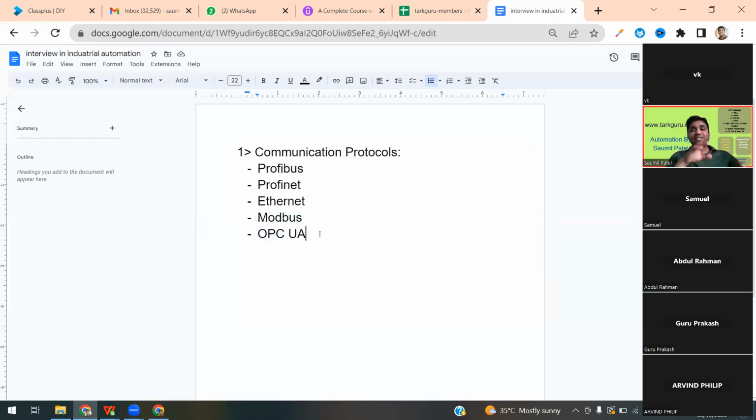Profibus is nothing but the standard protocol from Siemens. On the Profibus protocol, the interviewer might ask questions like this. Let me write down the question over here. For example, the first question is: what type of communication protocols did you explain? Now the consecutive question will be like this.